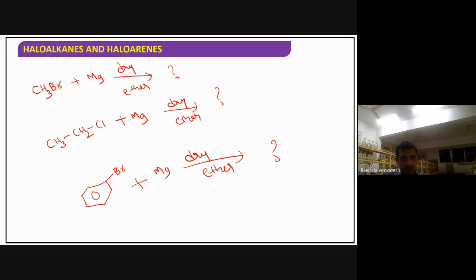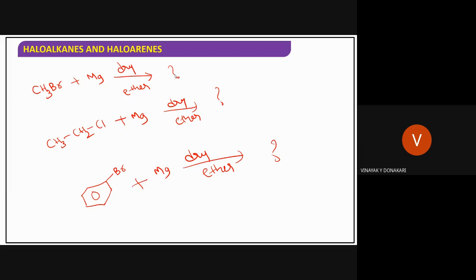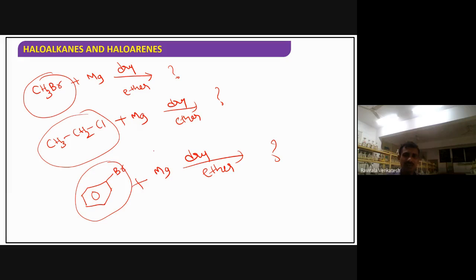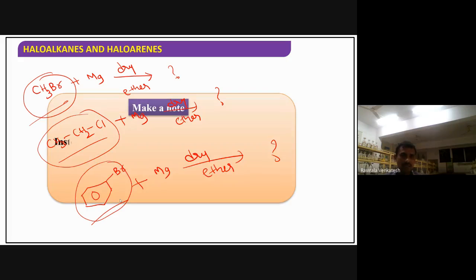Have you copied this one? Yes, sir. Just copy this: methyl bromide, ethyl chloride, bromobenzene. Remaining are common, so no need to practice or copy those. Easily you can take these now: methyl bromide, ethyl chloride, bromobenzene. Write down the products in your notebook and send them on Google Classroom today itself, not tomorrow, today itself after the class. Right. Next we'll see some notes.